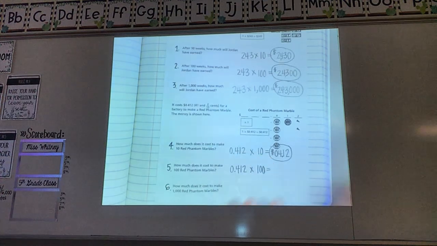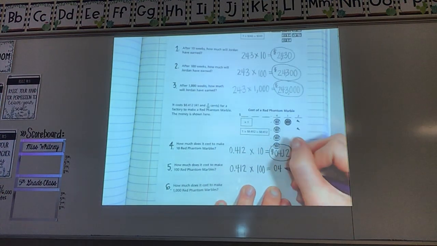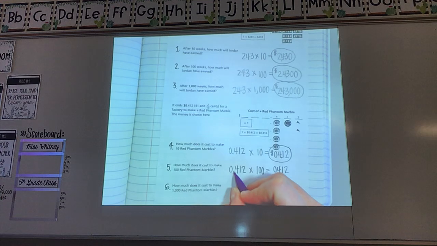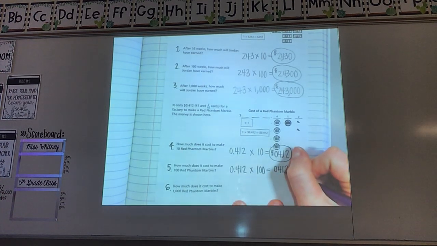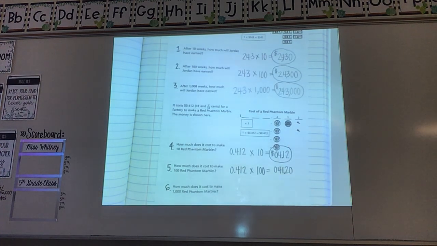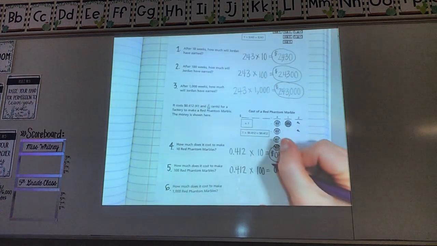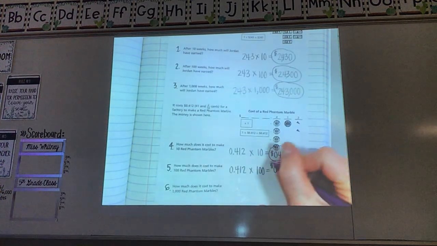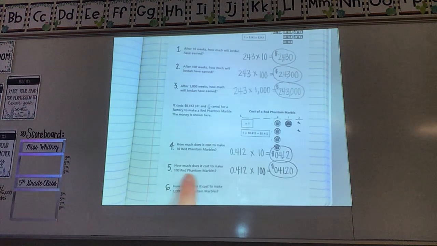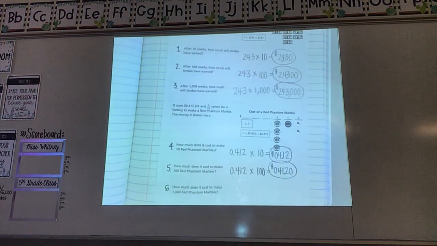0.412 times 1 is just going to stay the same. So 0.412. Remember, don't put your decimal. Then I'm going to look at my zeros. I have 2 zeros. So what needs to happen to that decimal? It needs to move back 2 spots. So we're going to move it back 1, 2. So it would be behind the 1. And then I'm going to add a 0 here because remember, money usually has 2 numbers behind the decimal. How would I say this money amount? $41.20. So to make 100 of their red phantom marbles, it cost them $41.20.